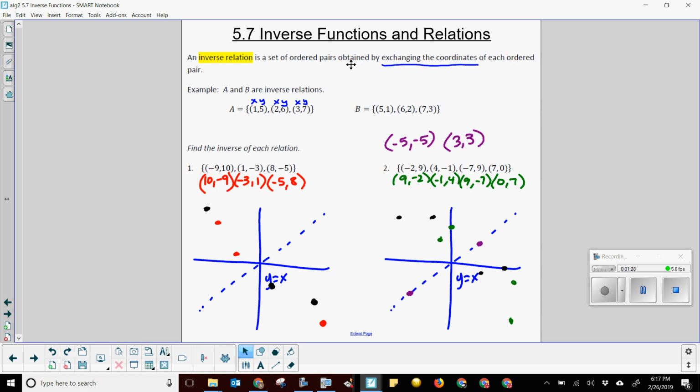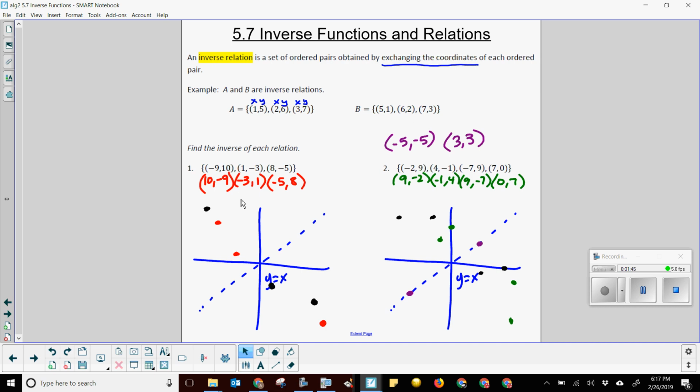Inverse relation is a set of ordered pairs obtained by exchanging the coordinates. So basically x and y switch spots. A and B are inverses, x y, x y, x y. So 1, 5 becomes 5, 1. 2, 6 becomes 6, 2. 3, 7 becomes 7, 3.